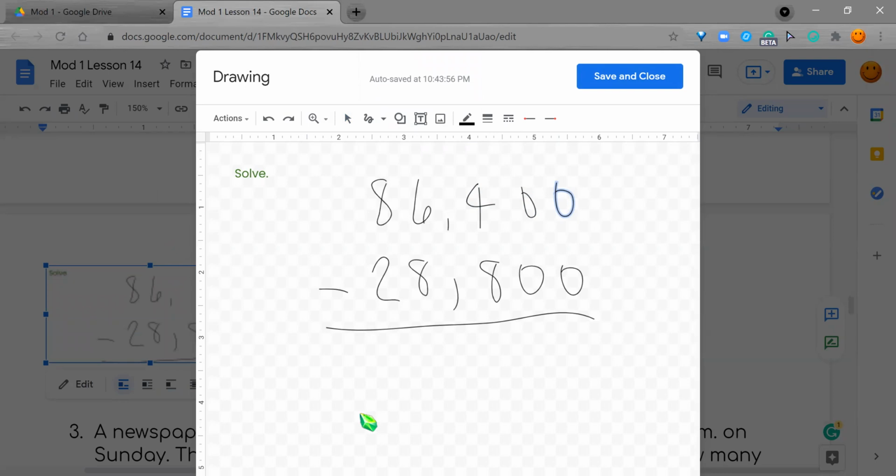So I'm going to go ahead and subtract 0 minus 0, 0 minus 0, 4 minus 8. Can I do that? So what do I have to do? Yes, you need to regroup. So my 6 becomes a 5, and my 4 becomes a, great job, 14. 14 minus 8 is, yes, 6. 5 minus 8. No, I can't do that. What do I have to do then? Great job, you guys. I need to regroup.